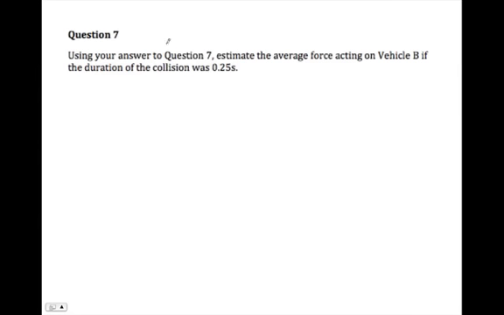Okay, using your answer to question 6, estimate the average force acting on vehicle B if the duration of the collision was that. Okay, so our net force, or the average force, is equal to the change in momentum divided by the change in time. We've already worked out the change in momentum. It's 21,000, and the change in time has just been given to us as 0.25. So therefore the answer is 84,000 newtons is the average force, or the net force.